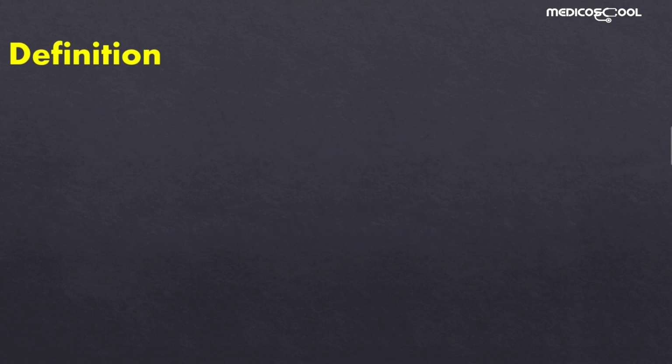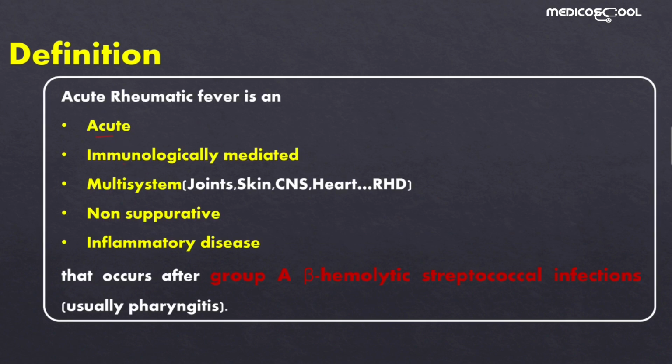So what is acute rheumatic fever? It can be defined as an acute immunologically mediated multi-system disease involving the joints, skin, CNS, and the heart. And when it involves the heart, it is known as rheumatic heart disease. It is a non-suppurative, i.e., there is no pus formation, inflammatory disease.